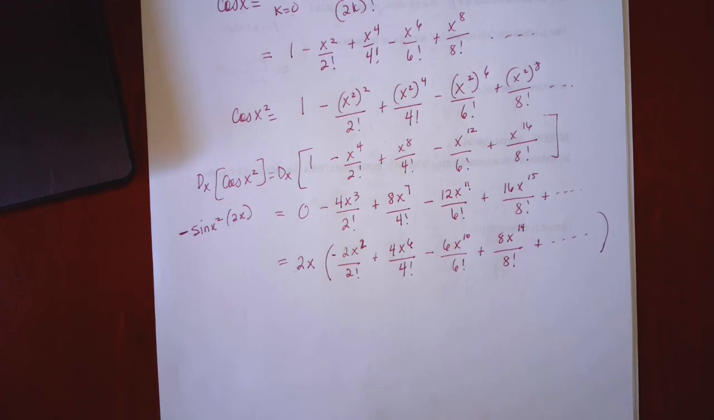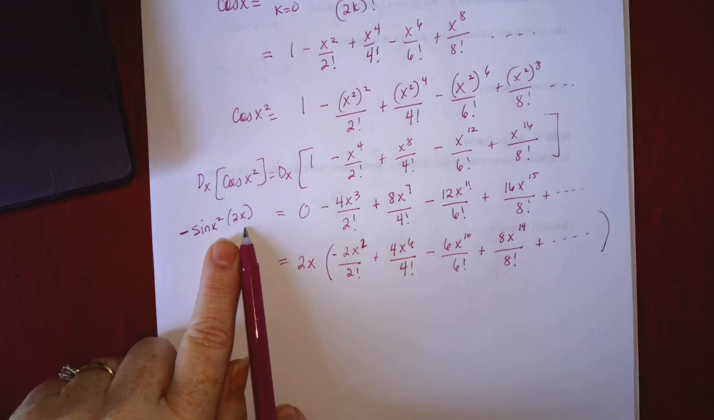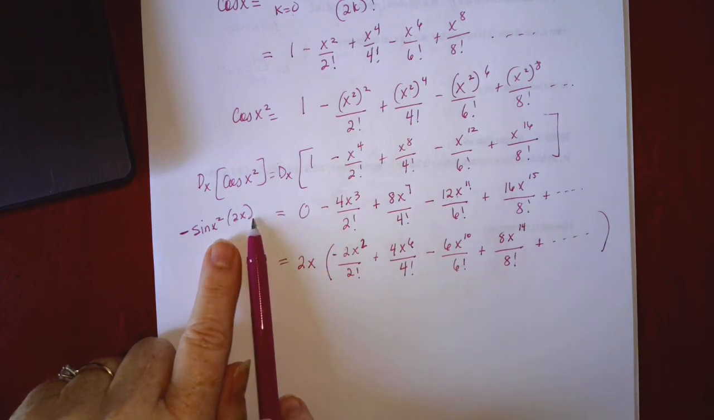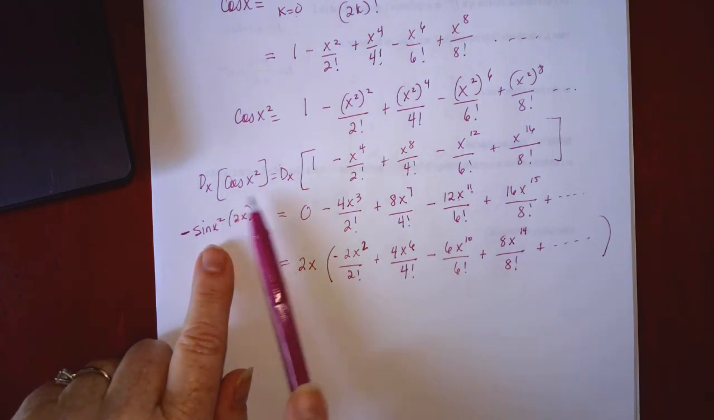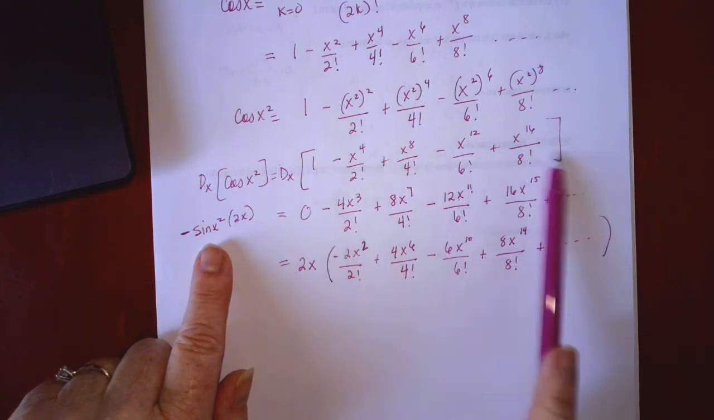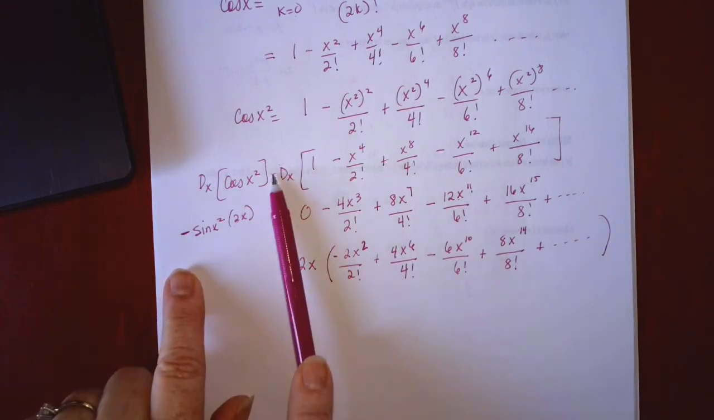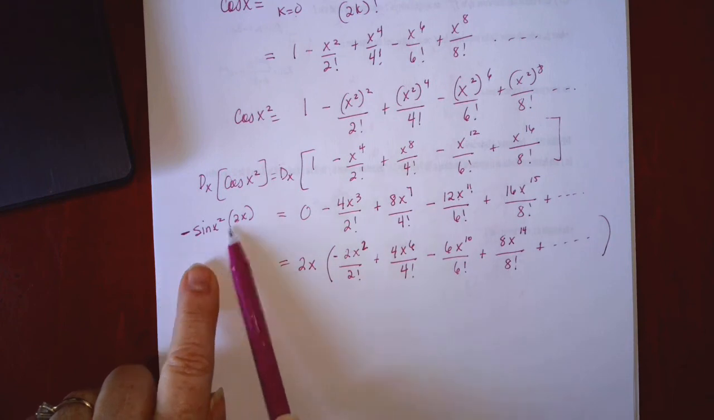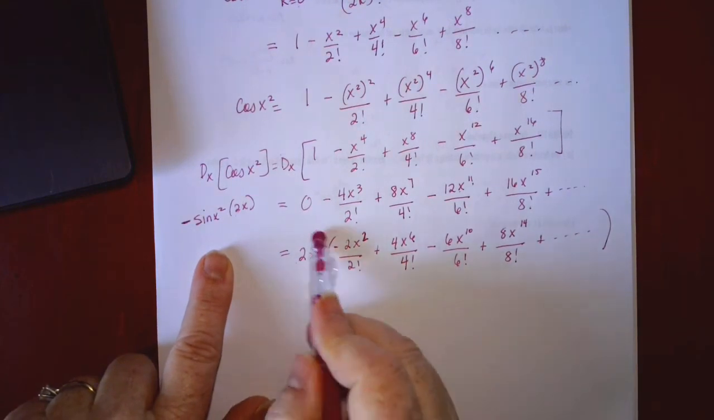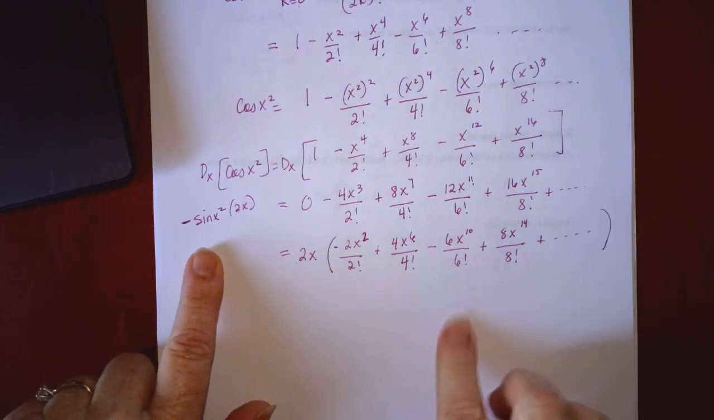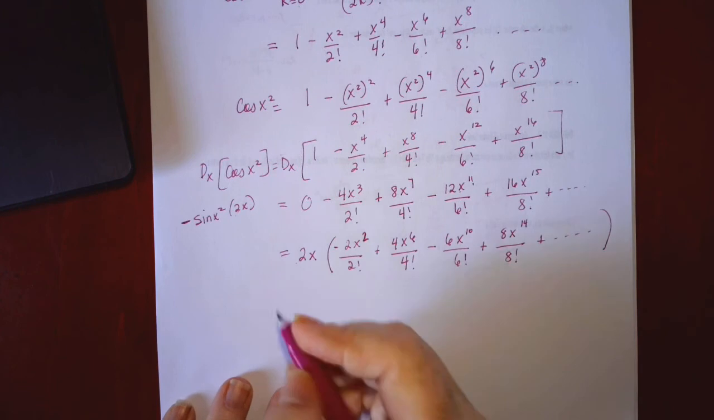Is everybody still okay? Do you know why I factored out that 2x? What we're trying to do is find a power series representation for the derivative of the power series that represents cosine of x squared. Since we're doing this term-wise, I know what the derivative of cosine of x squared should look like. It should be the negative of the sine of x squared times the derivative of x squared, which is 2x. So I should have a 2x times what's left, which should be a power series representation for the negative of the sine of x squared. So that's what we're looking for.